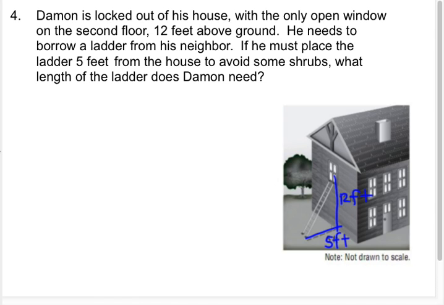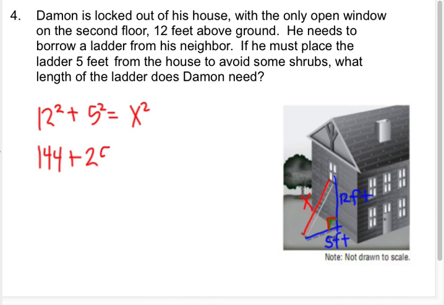So I would look at this and I would see that, well, this right here is a right angle. Okay, so if this is a right angle, the ladder is my hypotenuse or my c value. And we don't know what that is, and we need to know what that is. So I would have 12 squared plus 5 squared is equal to x squared. 12 squared is 144 plus 5 squared is 25 is equal to x squared. 144 plus 25 is 169.